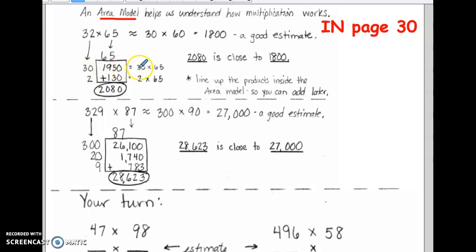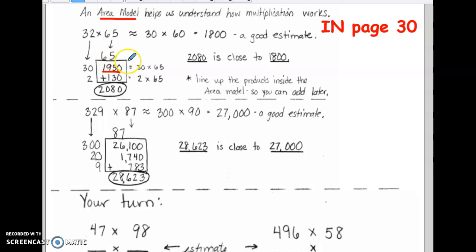So here I'm going to multiply 30 times 65, and that gives me 1,950. Then I'm going to take 65, multiply it by 2, you can see it here, and I end up with 130. When I add it together, I get my total answer. This is my product, 2,080. A little hint is to line up the products inside this area model so you can add later. My answer of 2,080 is pretty close to my estimate of 1,800.